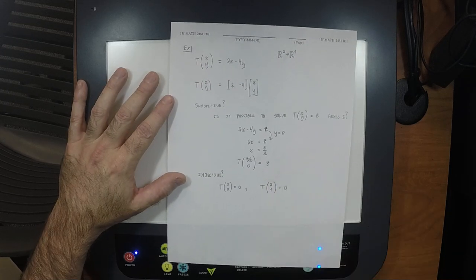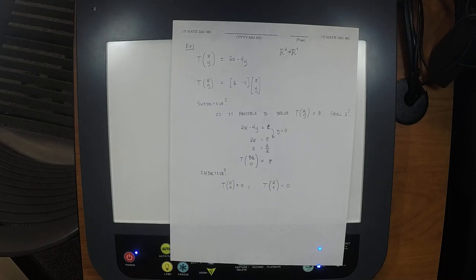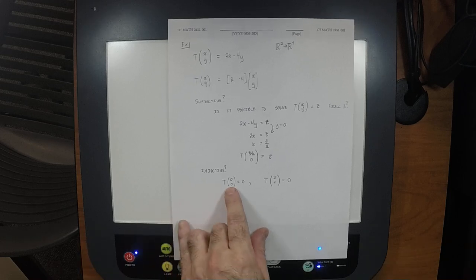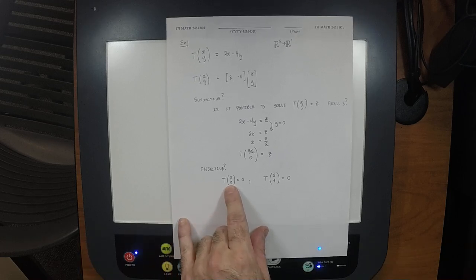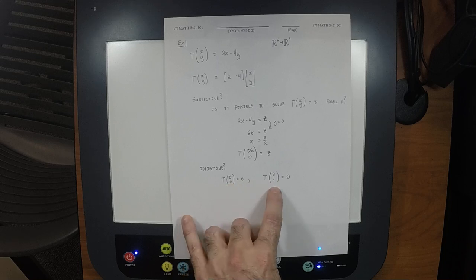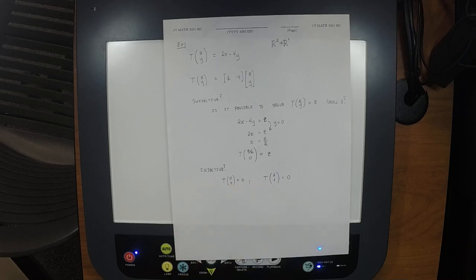So what I'm telling you is that if we were standing on the right-hand side of the T machine, and you saw a 0 come out, you wouldn't know if the other person on the other side of the machine put in 0, 0, or put in 2, 1. You wouldn't know. So the T function is not injective.